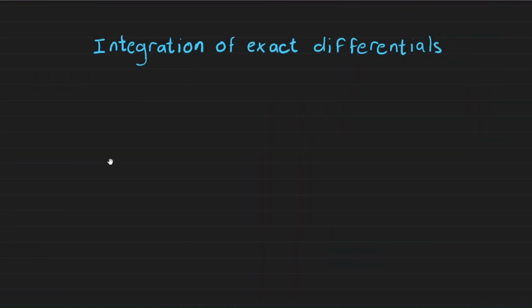Hi there. In this video, we're going to be looking at integration of exact differentials. An exact differential has the form dz is equal to ∂z/∂x times dx plus ∂z/∂y times dy. We want to integrate dz and end up with z. And we saw in the last video, for us to be able to do this, it has to meet a certain test. We have to check if this dz can actually be integrated to begin with.